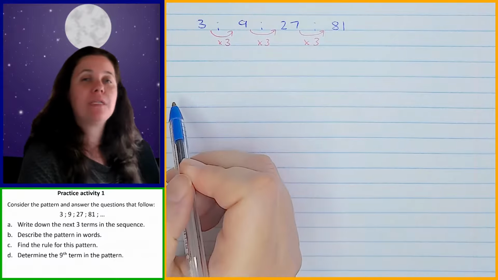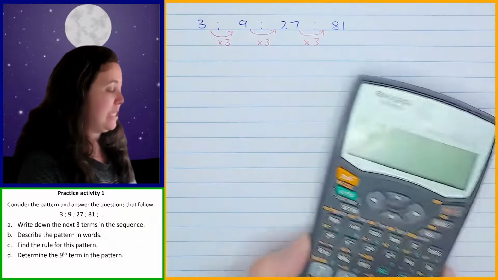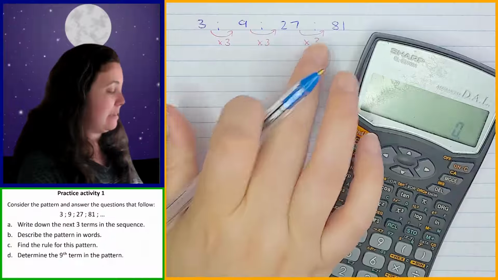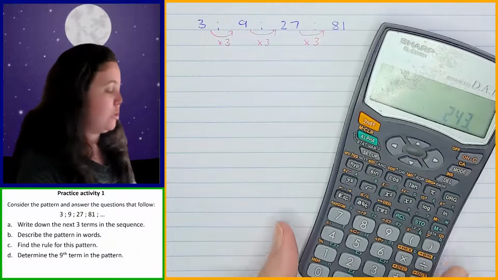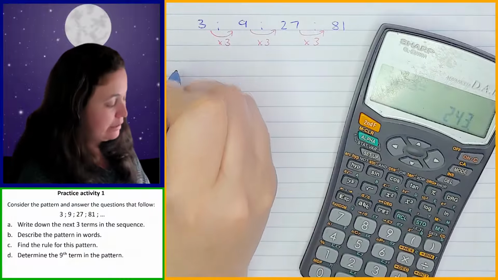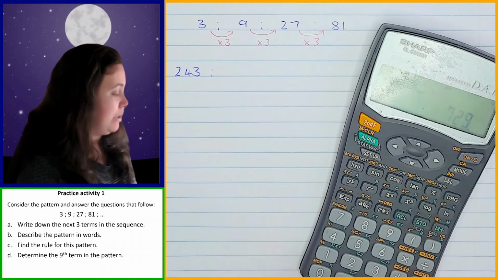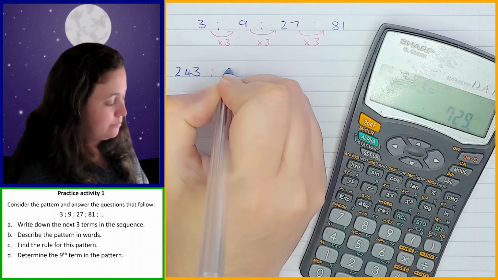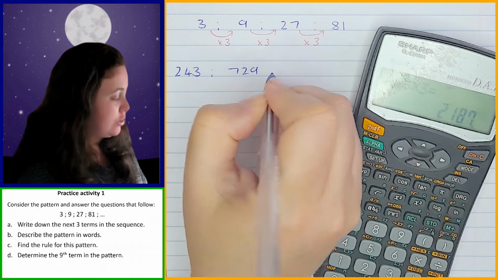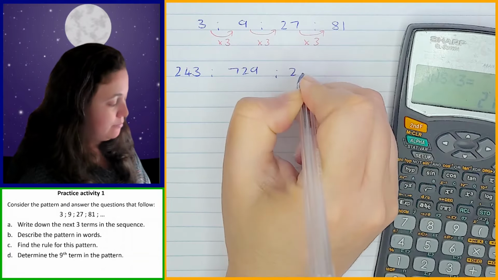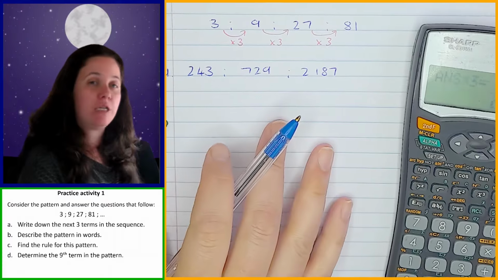So let's have a look at what our next 3 terms are going to be for question A. So for the next term, I'm going to take the 81 and I'm going to do the exact same thing again. I'm going to multiply that by 3. So I have 81 times 3, and that gives me 243. So my next term is 243. Then I'm going to multiply that by 3, and that gives me 729. And then I'm going to multiply by 3 again, and that gives me 2,187. Okay, so that's what your next 3 terms should be for question A.